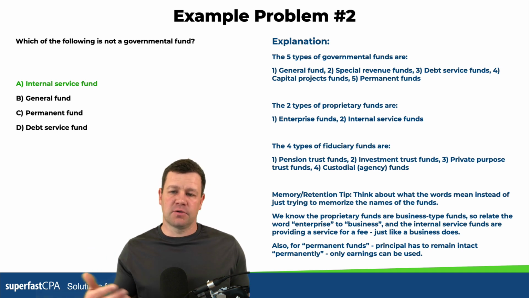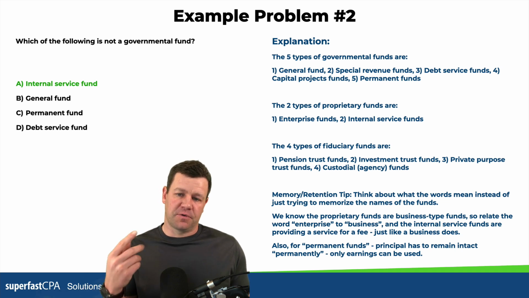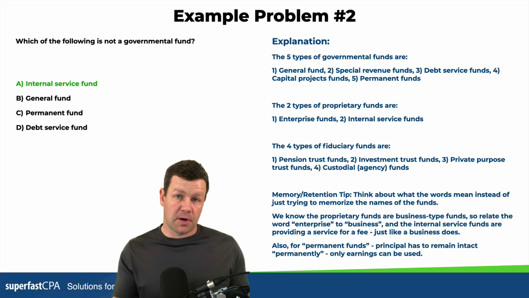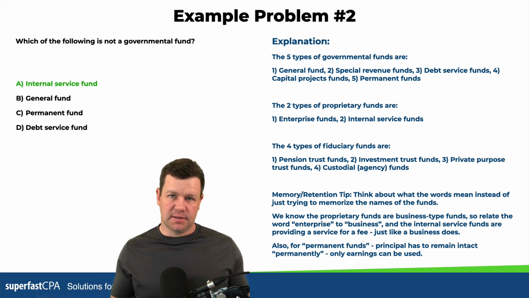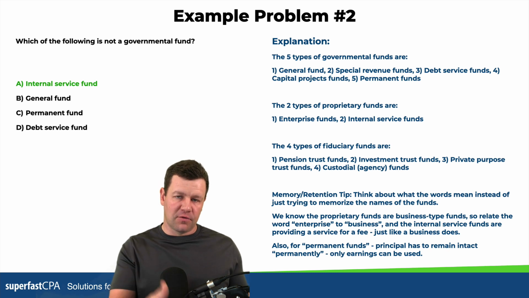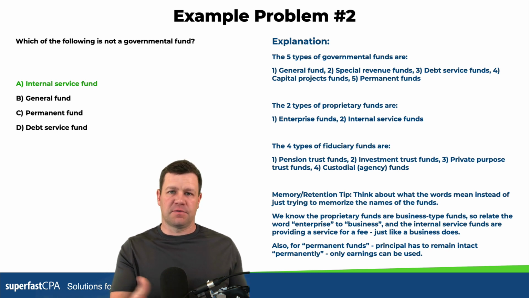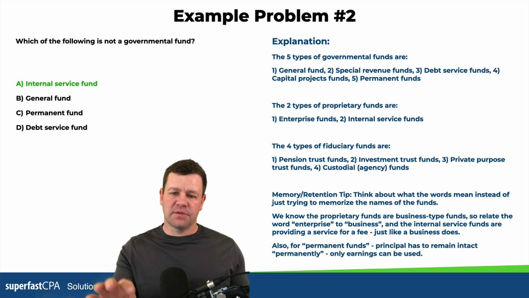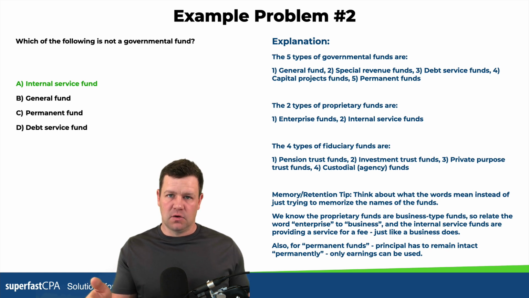So internal service, just think of a business providing a service. So for the two proprietary funds, you have enterprise funds and internal service funds. Then with the fiduciary funds, we know that the purpose is for the government entity to hold funds for some other entity or persons. And so each of the names of the fiduciary funds have the word trust in the name of the fund. So something being held in trust for somebody else.